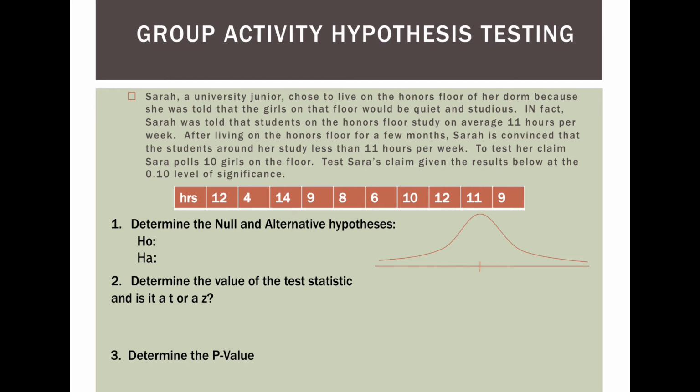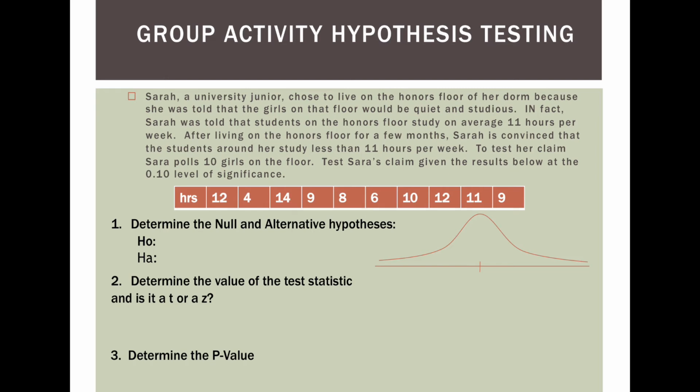Okay, Sarah, a university junior, chose to live on the honors floor of her dorm because she was told that the girls on that floor would be quiet and studious. In fact, Sarah was told that students on the floor study on average 11 hours per week. After living on the honors floor for a few months, Sarah is convinced that the students around her study less than 11 hours per week. To test her claim, Sarah polls 10 girls on the floor. Test Sarah's claim, given the results below, at a 10% level of significance.